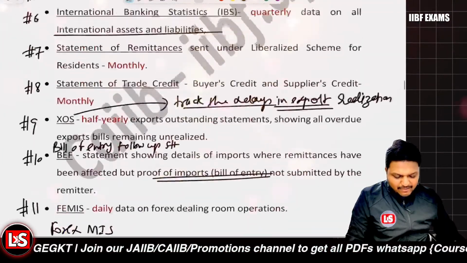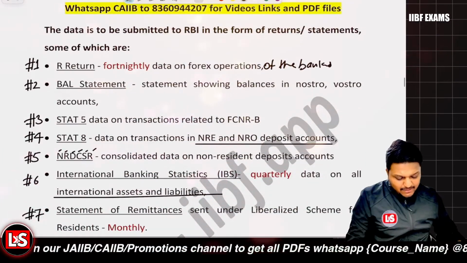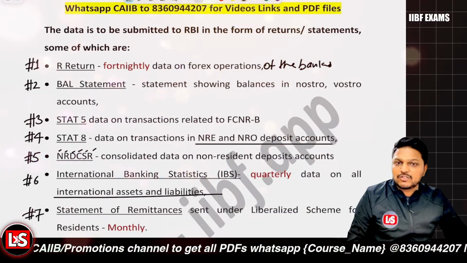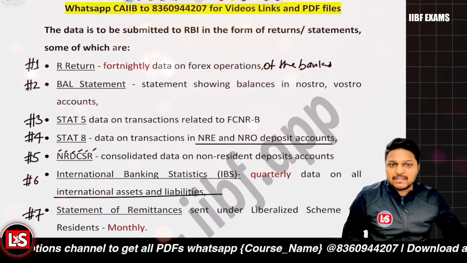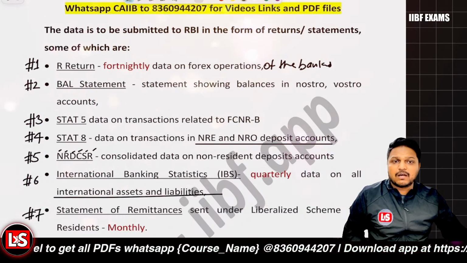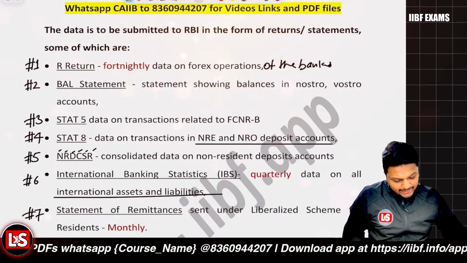So these are the 11 reports. The R return is related to the foreign exchange operations of the banks. The BAL statement is related to the Nostro or Vostro balances, right?